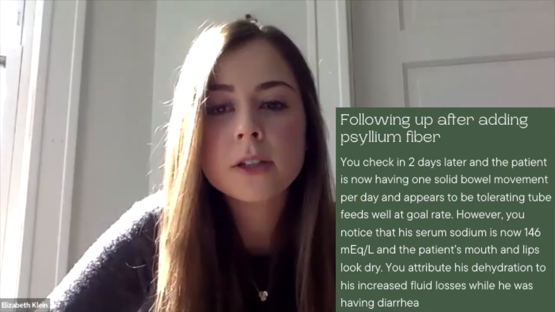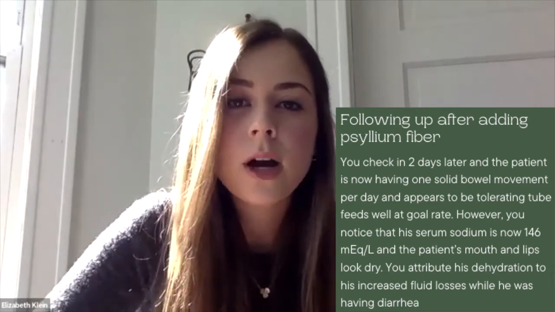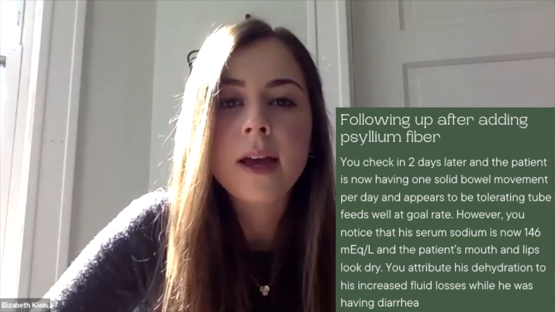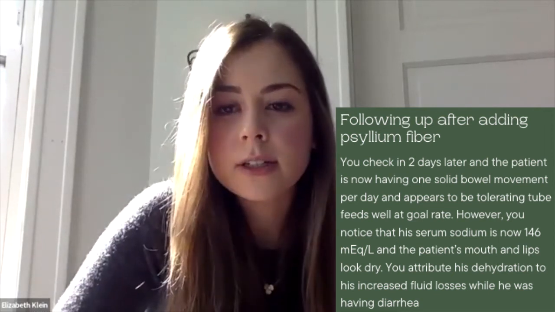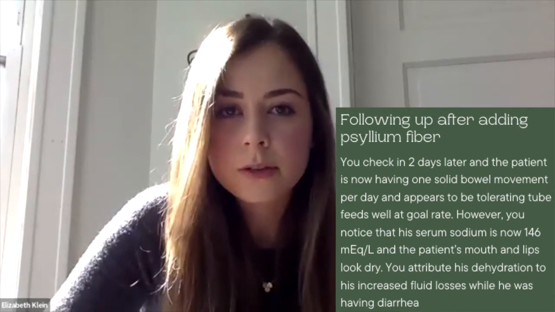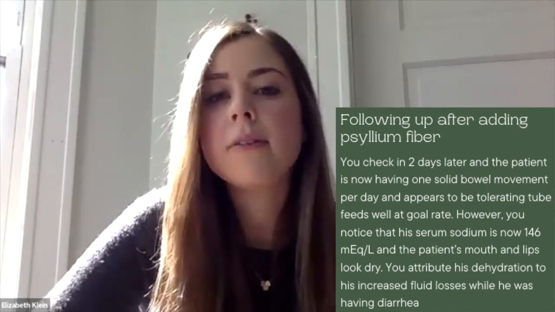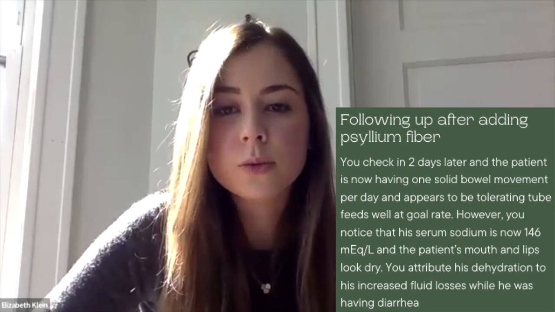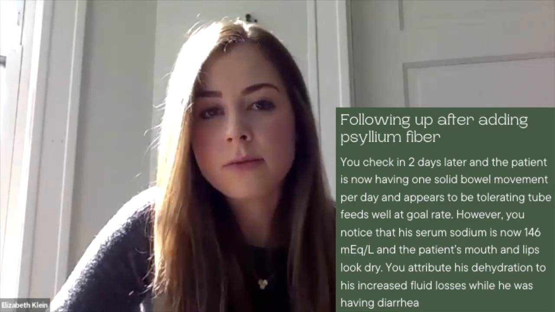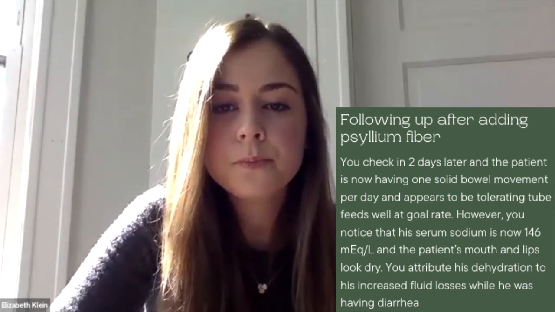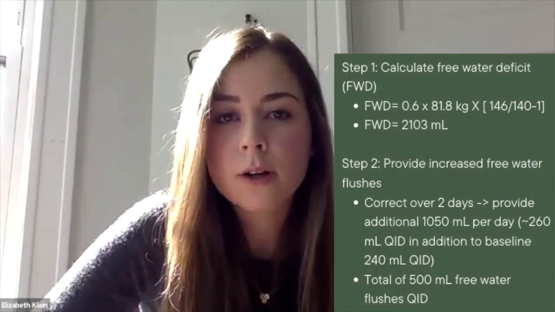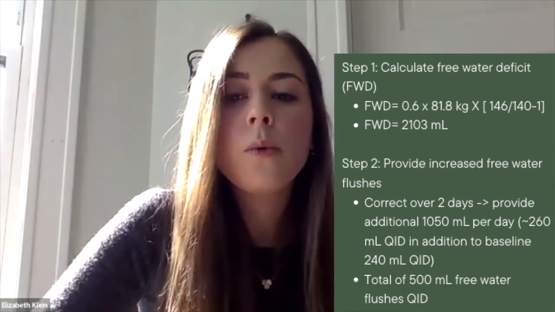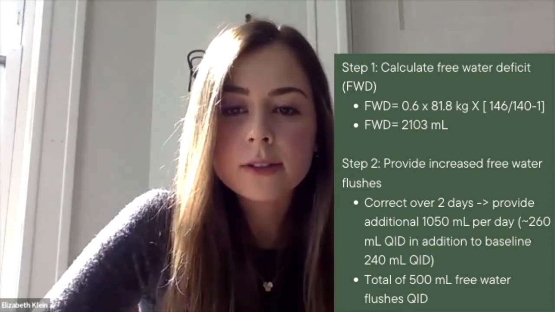You assess the patient. You see that his mouth is dry, his lips are dry, and you attribute that he seems dehydrated. You can also attribute this dehydration to him having diarrhea, looser stools for about the past 5 to 7 days or so. And so now what we want to do is increase the free water flushes to help resolve this dehydration, right? So we will calculate the free water deficit.